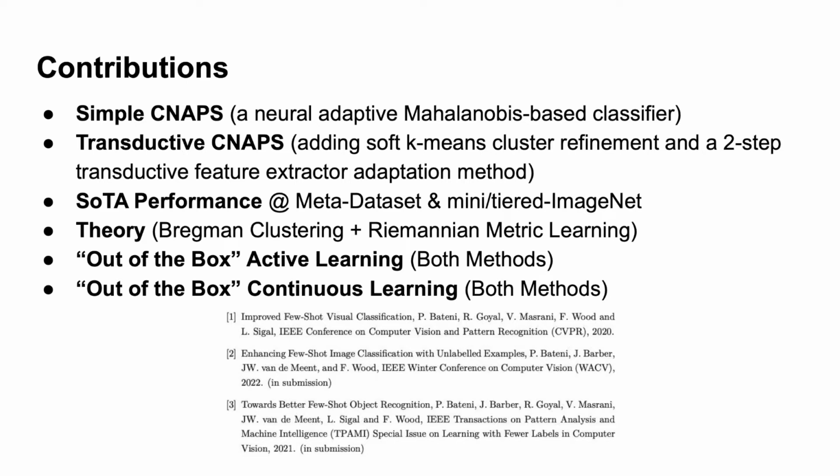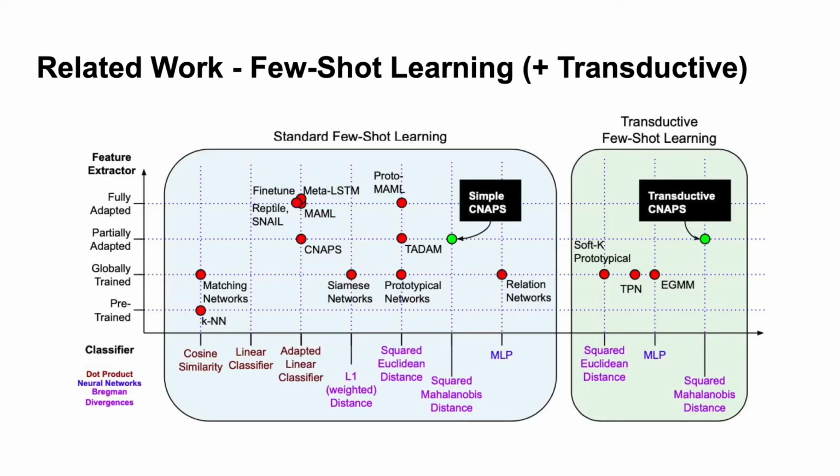Now, I will define active and continuous learning in more detail, but these are some natural settings where we might want a future classifier to work. So as a brief overview of the related work, there has been an enormous amount of work on future learning. But broadly, we can group them together across two dimensions: how they go about adopting the feature extractor, and what metric they choose to perform the classification.